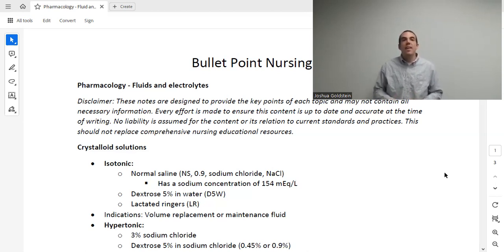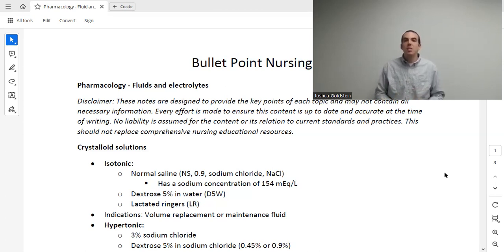So let's clarify. Crystalloid is a group of fluids, and then it has several subgroups. Those subgroups include isotonic, hypertonic, and hypotonic. Let's begin with isotonic, which is by far the most used fluid that we have today. The different fluids that we have here are normal saline, D5W, and LR.